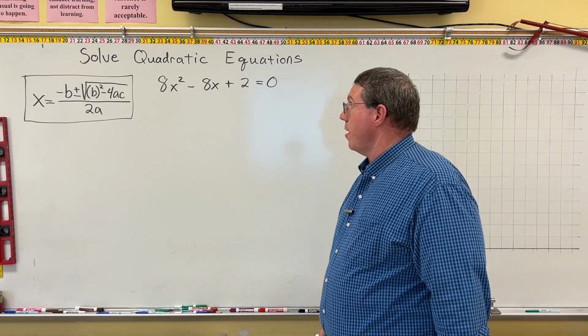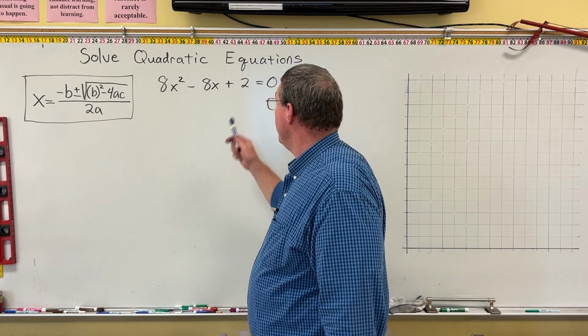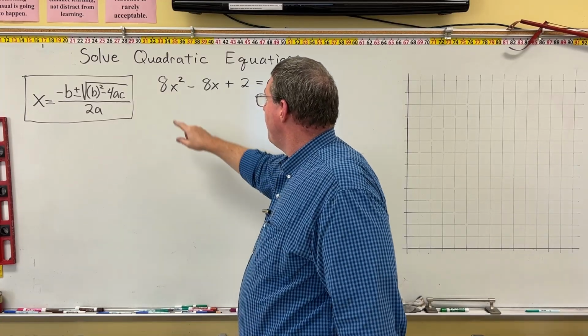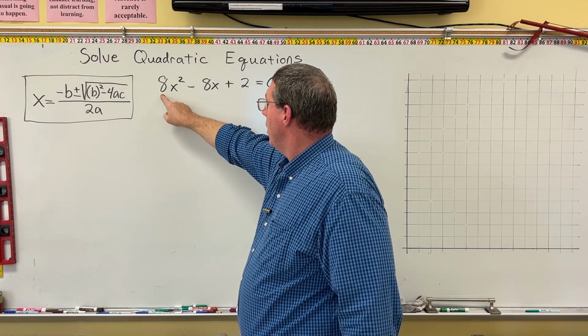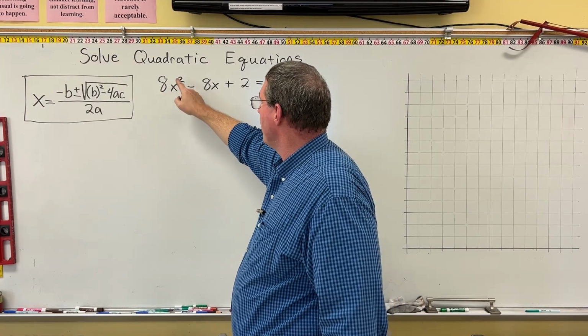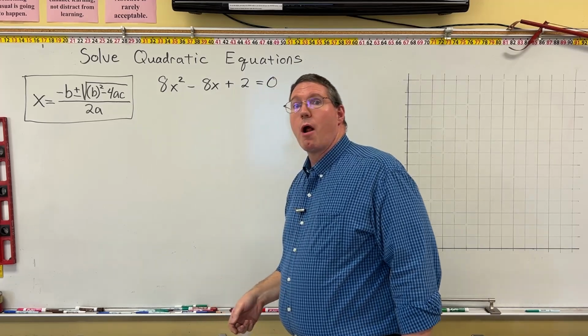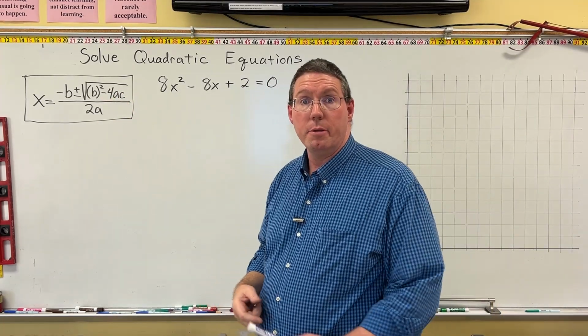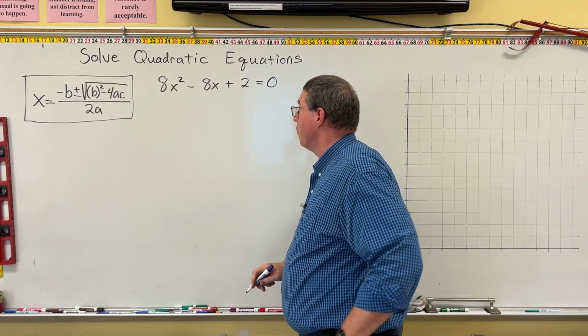All right, so here's an example of a quadratic equation. We've already set it equal to 0 and put it in standard form. Now the fact that we have a number other than 1 in front of this x squared is probably going to make it easier with the quadratic formula, not completing the square. So we're going to do the quadratic formula.